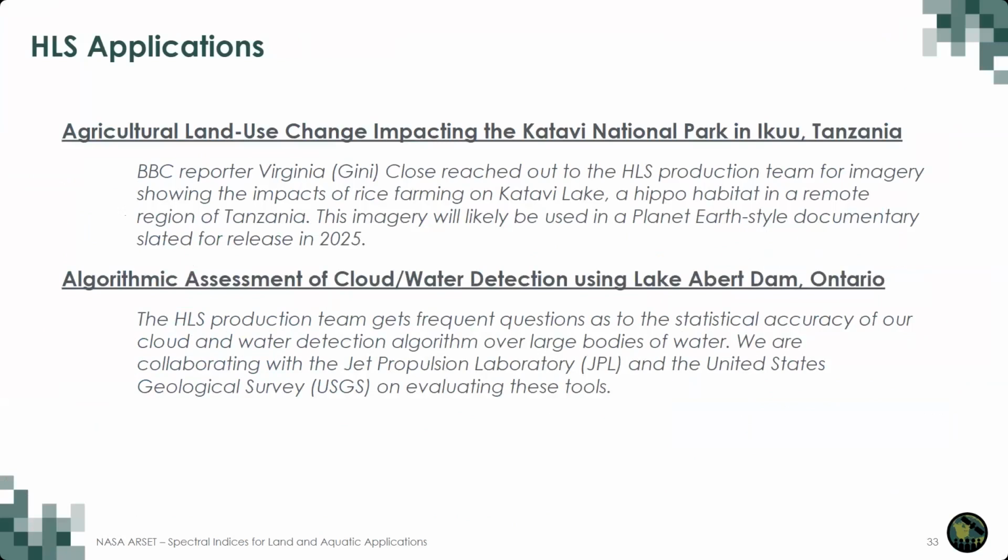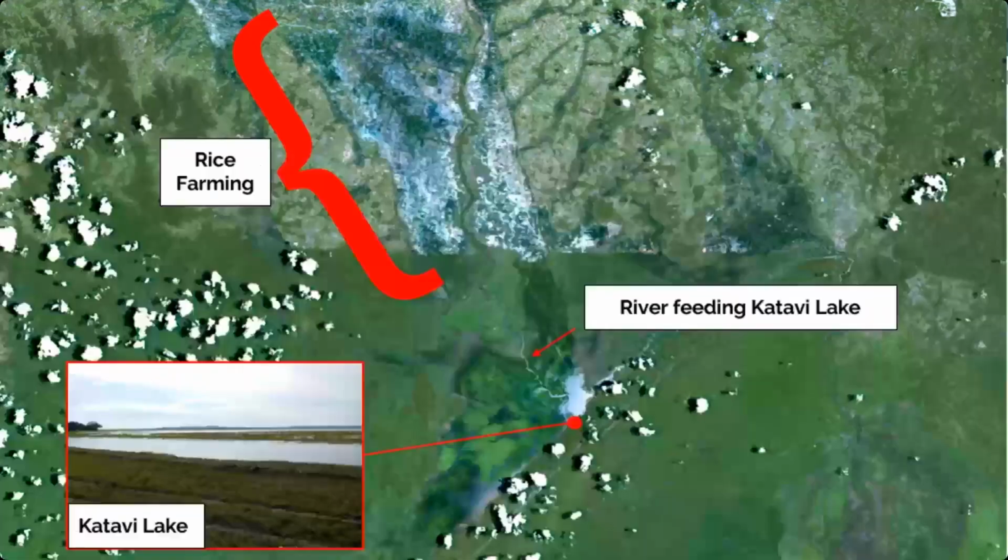Also, the HLS production team gets frequent questions as to the statistical accuracy of the cloud and water detection algorithm for large bodies of water. They are collaborating with JPL and the USGS on evaluating these tools. Here is an HLS image of Katavi Lake, the river that feeds it, and rice farming happening nearby, as mentioned in the previous slide.